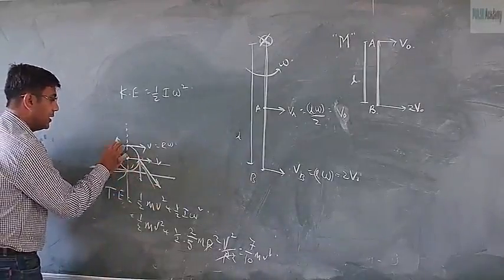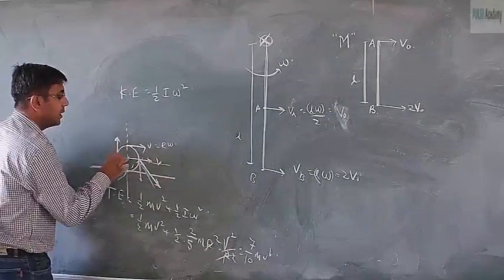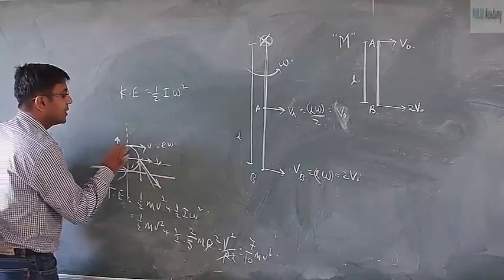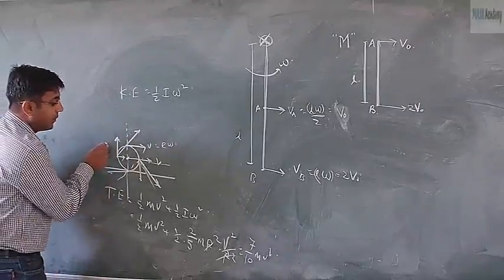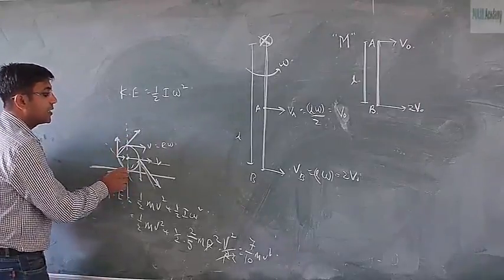Here is one velocity, and this is one translation velocity. So this is our resultant velocity, and we will draw a perpendicular to this also. So this is the instantaneous axis of rotation.